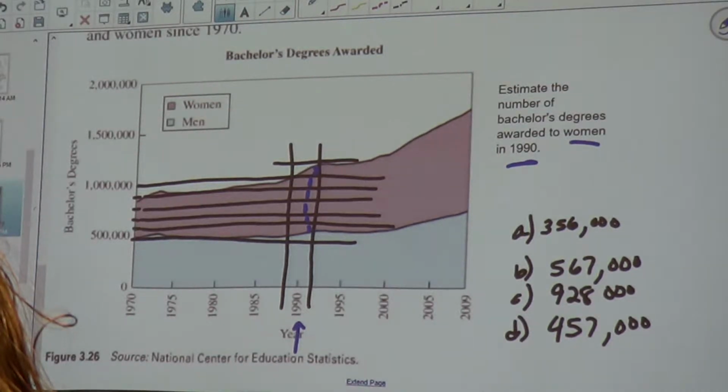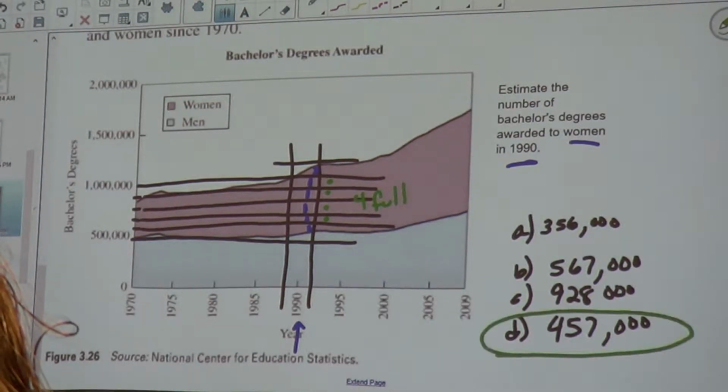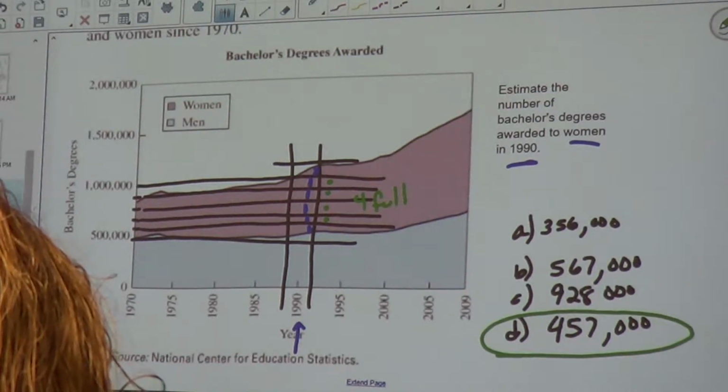How many full boxes did I have? 457. 1, 2, 3, 4 full boxes. I would probably say 457 is what I would say. But yours are good. I'm gonna do one later in the class. Mine have thick lines and everything, but y'all with me? All right, let's do another one.